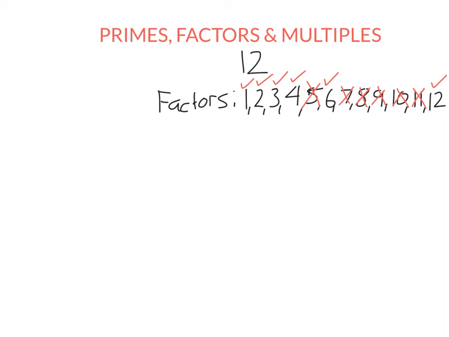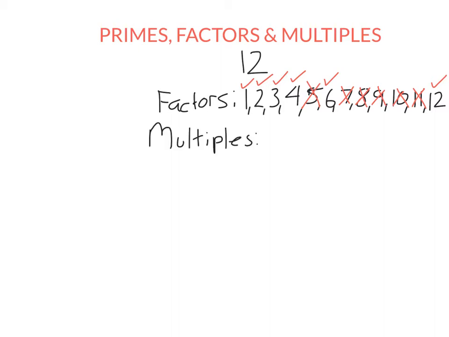If you divide 12 by 7 or 12 by 8, you won't get a whole number. So they are not factors of 12. So the factors of 12 are 1, 2, 3, 4, 6, and 12. Make sure you don't mix up factors with multiples.